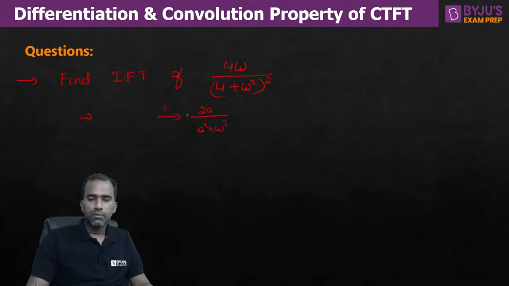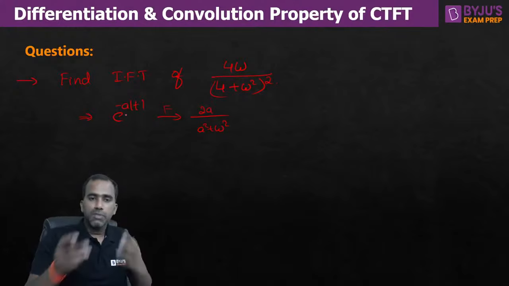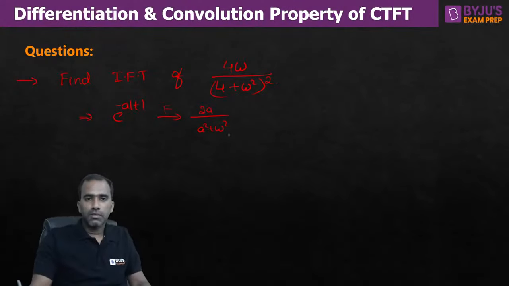We have seen this function in Fourier transforms. This function we get for a signal in the time domain, which is e power minus a mod t, where a is a positive value. If a is negative, this Fourier transform does not exist, because it becomes exponentially increasing. It becomes neither energy nor power.